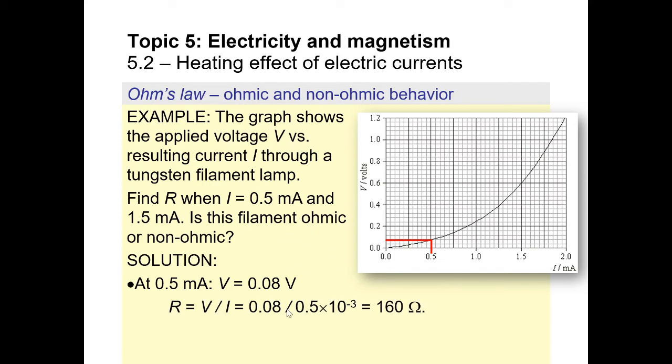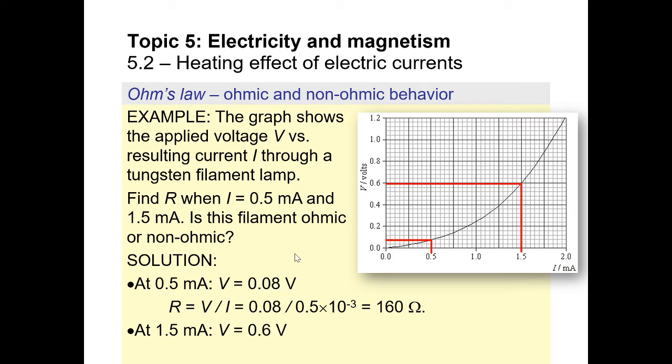All right, and I know the relationship R is equal to V divided by I. So what's my V? It is 0.08. My current, make sure you plug it in using SI units: 0.5 milliamps is 0.5 times 10 to the minus 3 amps. And sure enough, when you calculate that, you get 160 ohms.